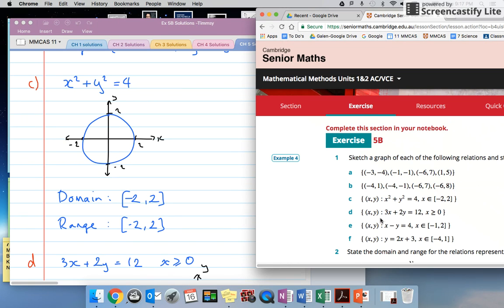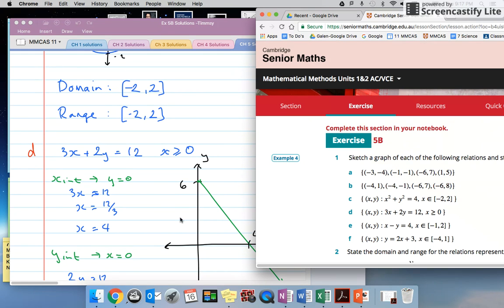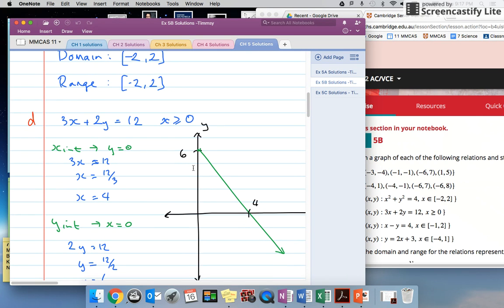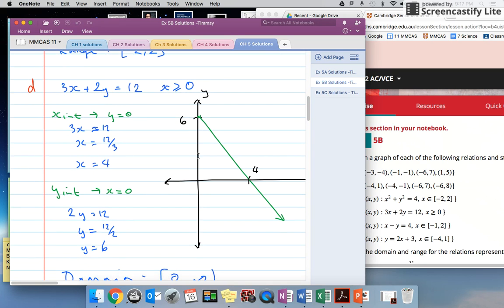This, D, this is a line, so we know if we drew that line, we've got what we call a restricted domain. So this is for values that have x greater than 0. So that means we've got to draw our graph. We can't go this side because otherwise it's negative. We want only positive values of x. So we quickly find our y and x-intercepts, draw our graph.